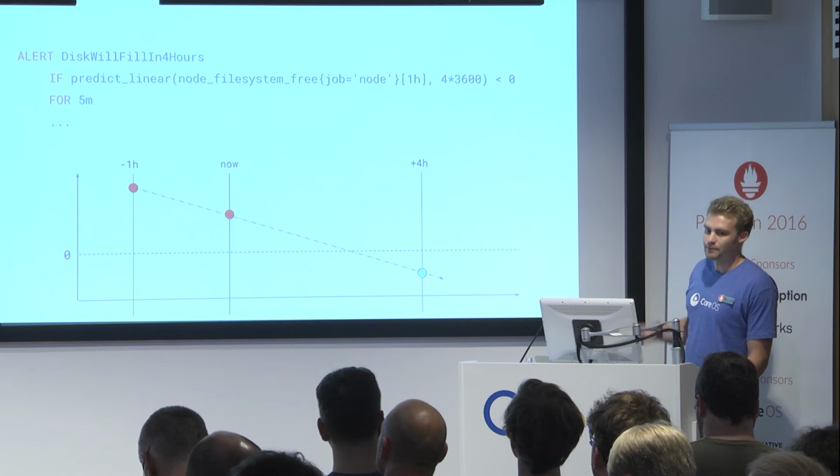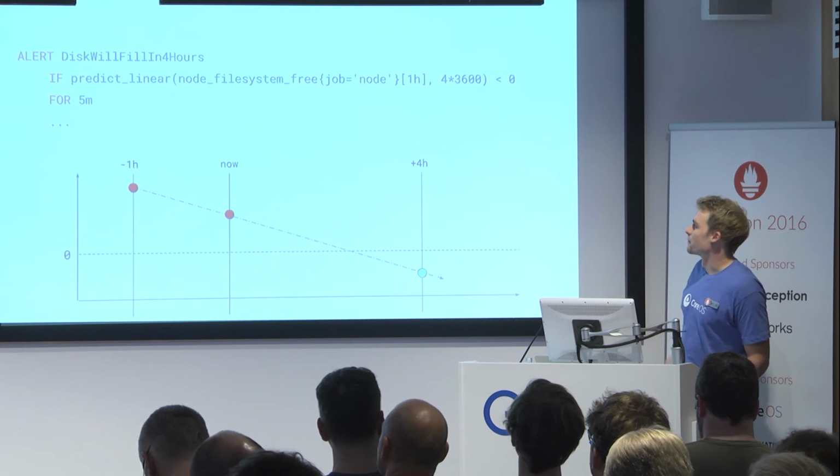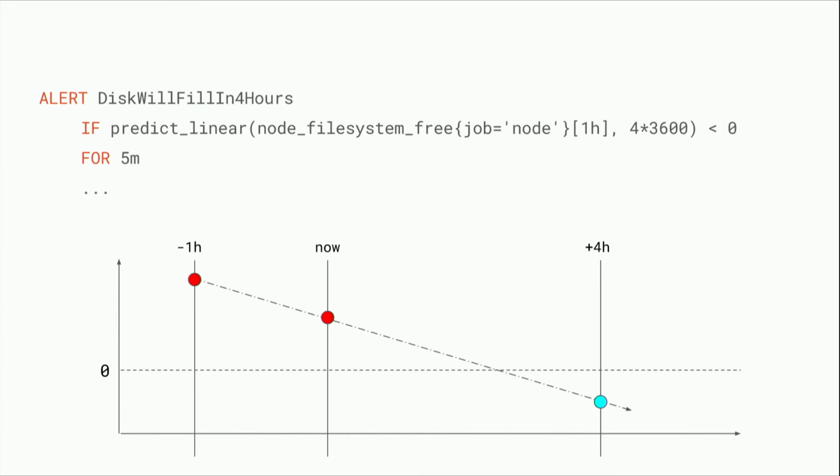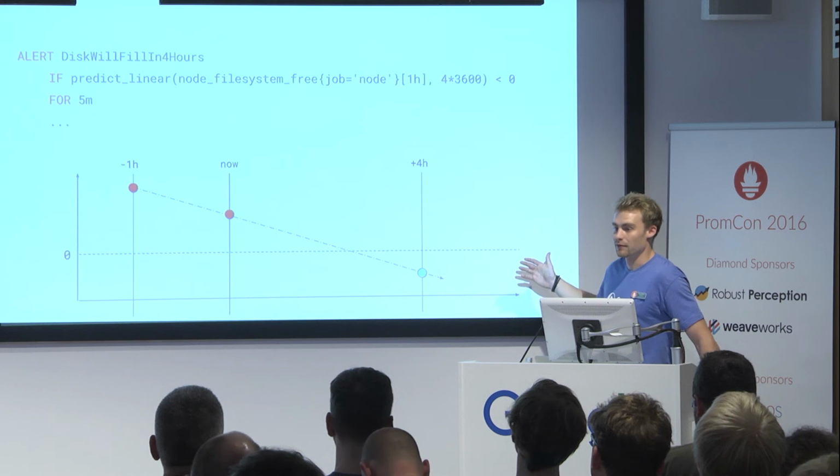So we use predict_linear, and we take the file system free metric, which tells us how many bytes are left on my disk, right? And we just predict, okay, where will this metric be in 4 hours with respect to the data point from now and 1 hour ago. And we set a threshold at 0, right? If we predict this to plus 4 hours and end up below 0, apparently we won't have any more disk in 4 hours. We don't actually care when exactly, just that in 4 hours there will be none left.